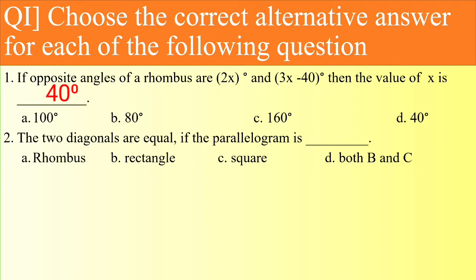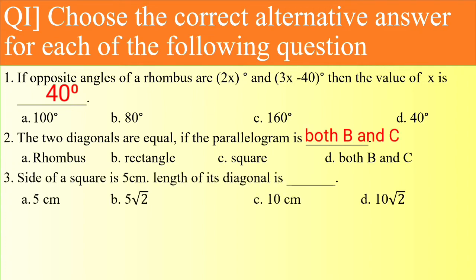Second one is given. The two diagonals are equal if the parallelogram is dash. The options are given: rhombus, rectangle, square, and the D option is given both B and C. It means both answers, rectangle and square. Children, in a parallelogram, if diagonals are equal, then that parallelogram will be a rectangle or square. It means our correct option is D, both B and C.